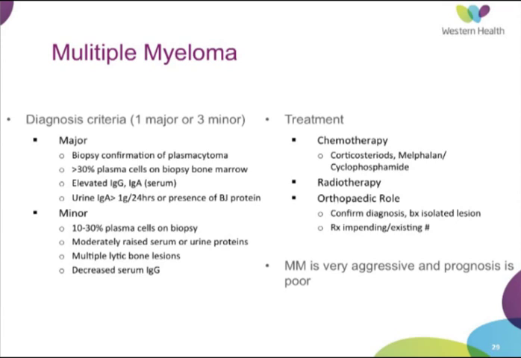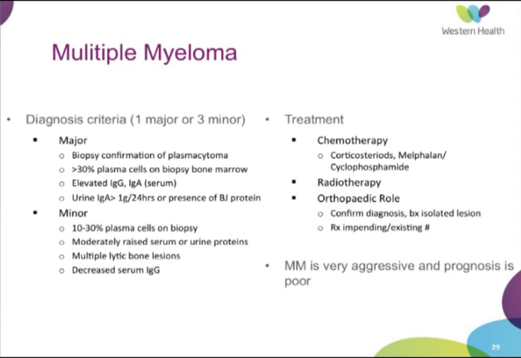Diagnosis of multiple myeloma is judged on a set of criteria, which includes the major criteria. If any of these are positive, the patient has a diagnosis of multiple myeloma. So this includes biopsy confirming plasmacytoma or greater than 30% of plasma cells on bone marrow aspirate. So this is often where the orthopaedic surgeons become involved when the diagnosis is still being worked out, and occasionally a biopsy is needed to confirm diagnosis. If more than 3 of the minor criteria are present, the diagnosis is also confirmed as multiple myeloma.